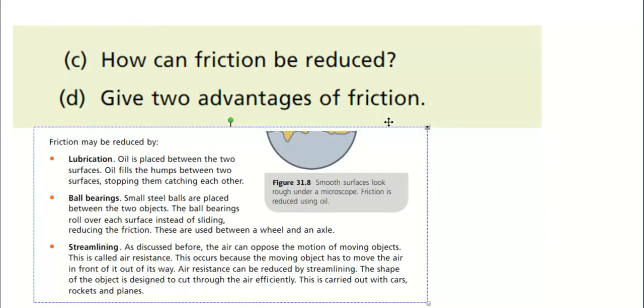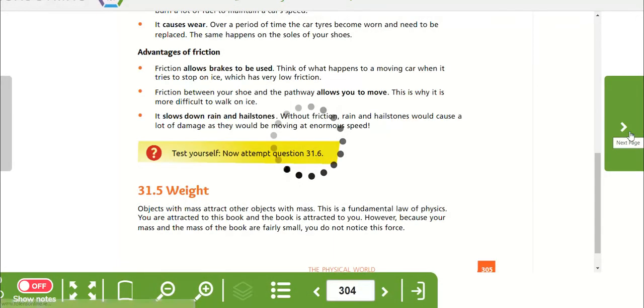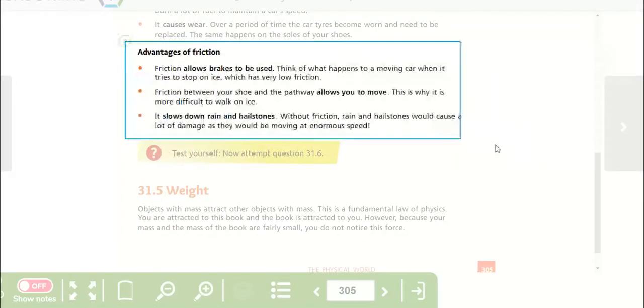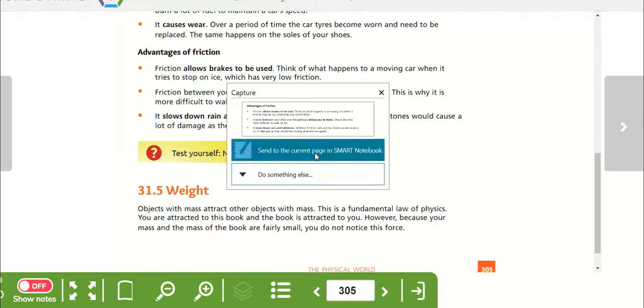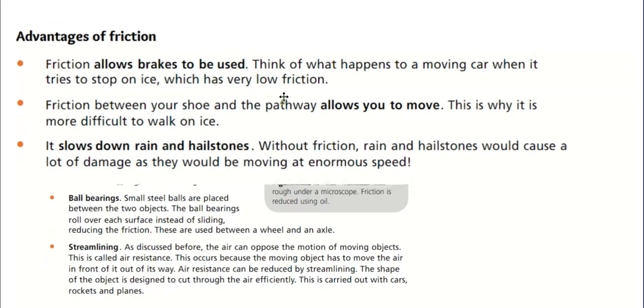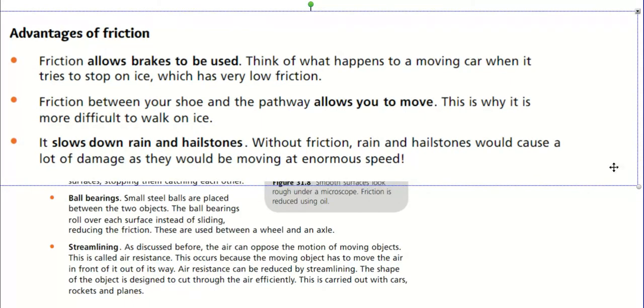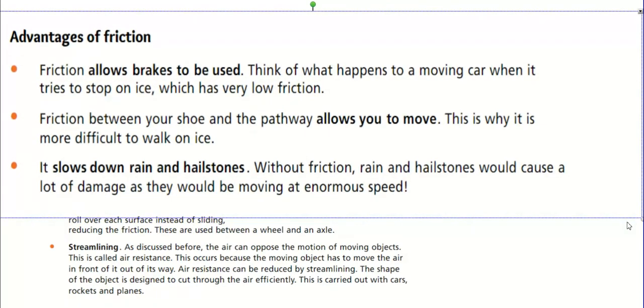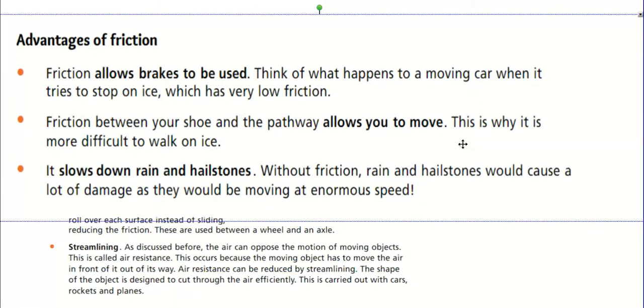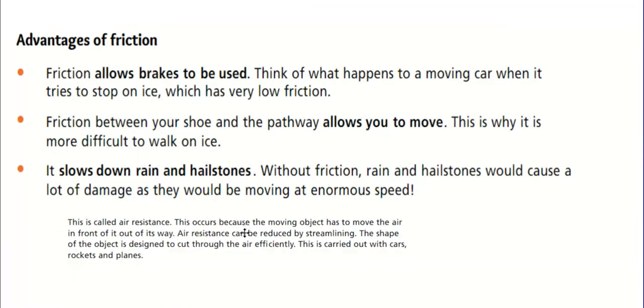Give two advantages of friction. Well, we just saw the advantages of friction on the next page here. So let's give two of these out of the three answers here. Friction allows brakes to be used. Think of what happens if a moving car tries to stop on ice, which has very low friction. Friction between your shoe and the pathway allows you to move. It is more difficult to walk on ice.